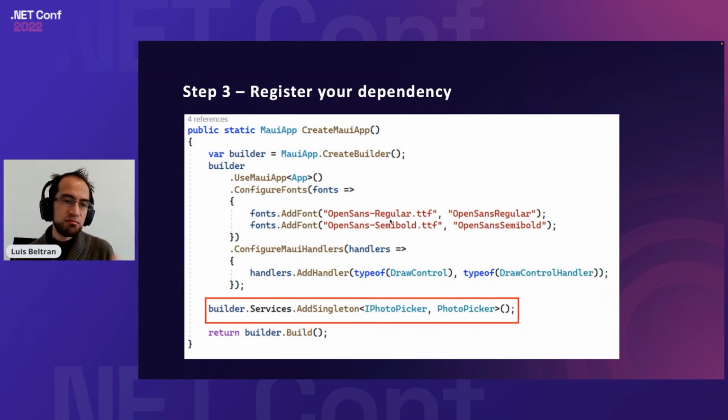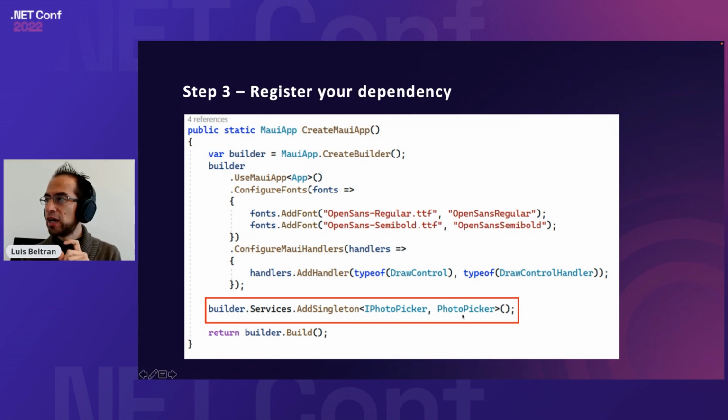The third one is very easy: register your dependency. You do that in the MauiProgram file or class, and there you register by using builder.Services.AddSingleton. You pass the two types, which are the interface and the class.